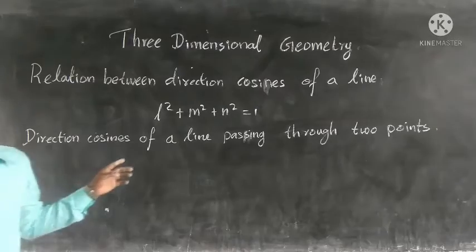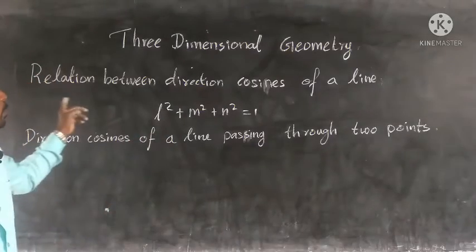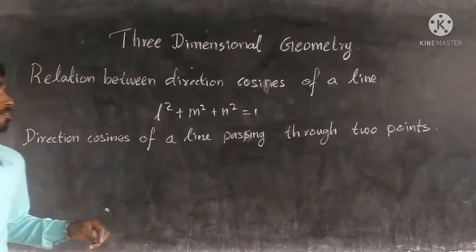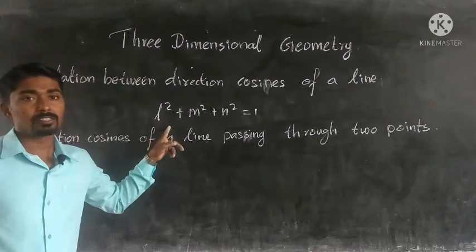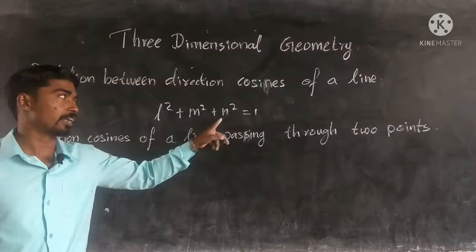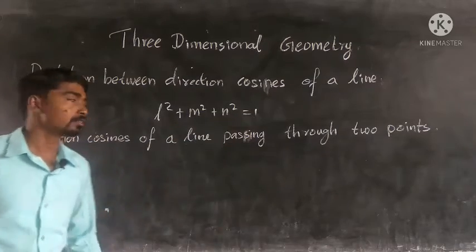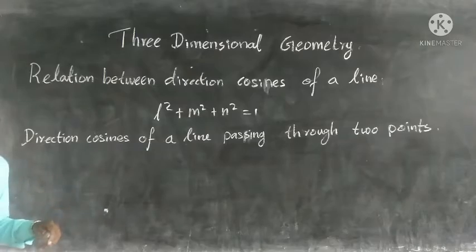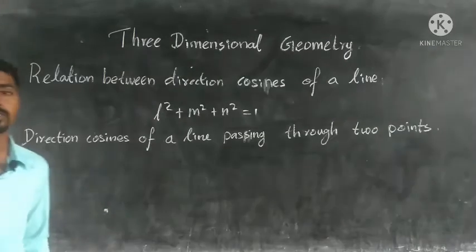Now we are going to see a result. The relation between direction cosines of a line is l square plus m square plus n square is equal to 1. Next, direction cosines of a line passing through 2 points.